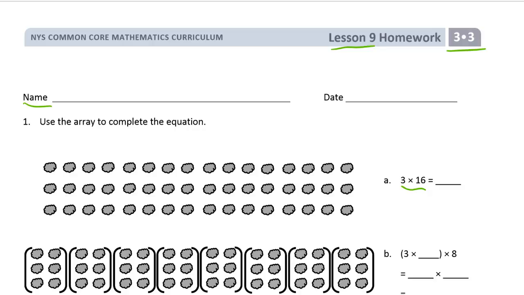Welcome to the homework for lesson 9. It's grade 3, module 3. Get your name here first, and we're using arrays to complete the equation. Our first one is 3 times 16. You might know this one right off as 48.